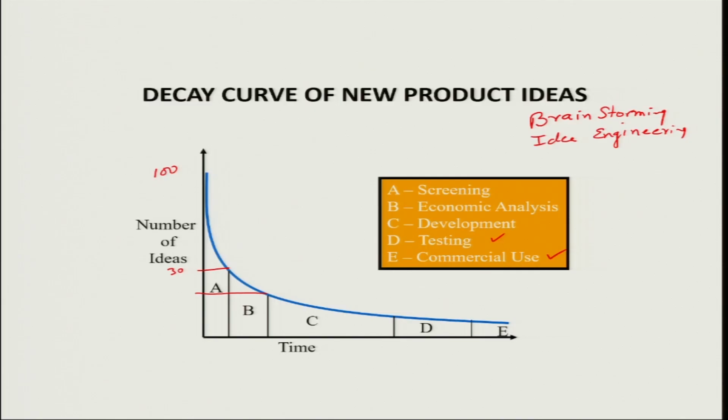So, this is the decay curve of new product ideas. We must start with a large number of ideas, and then you will find that even if you start with 100 ideas, at the end maybe only 2 or 3 ideas are left which are actually feasible, which are workable, which can be launched into the market.